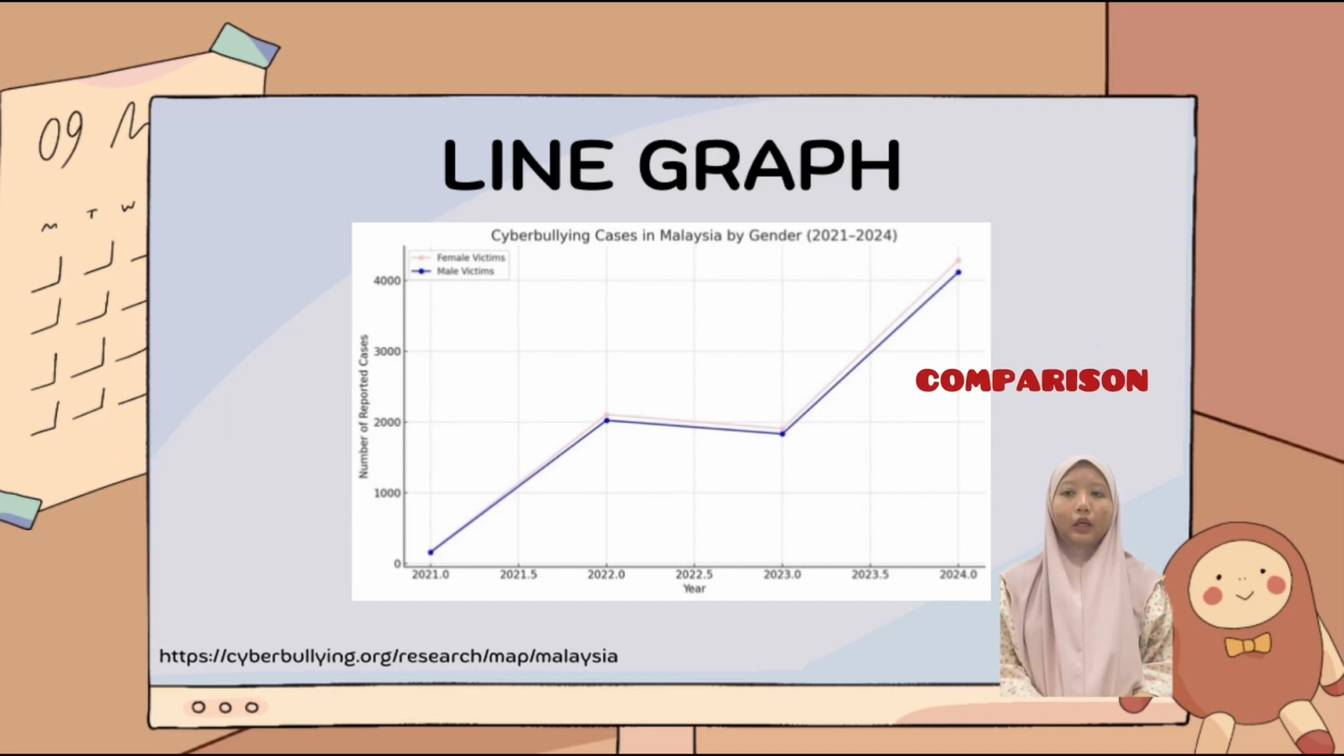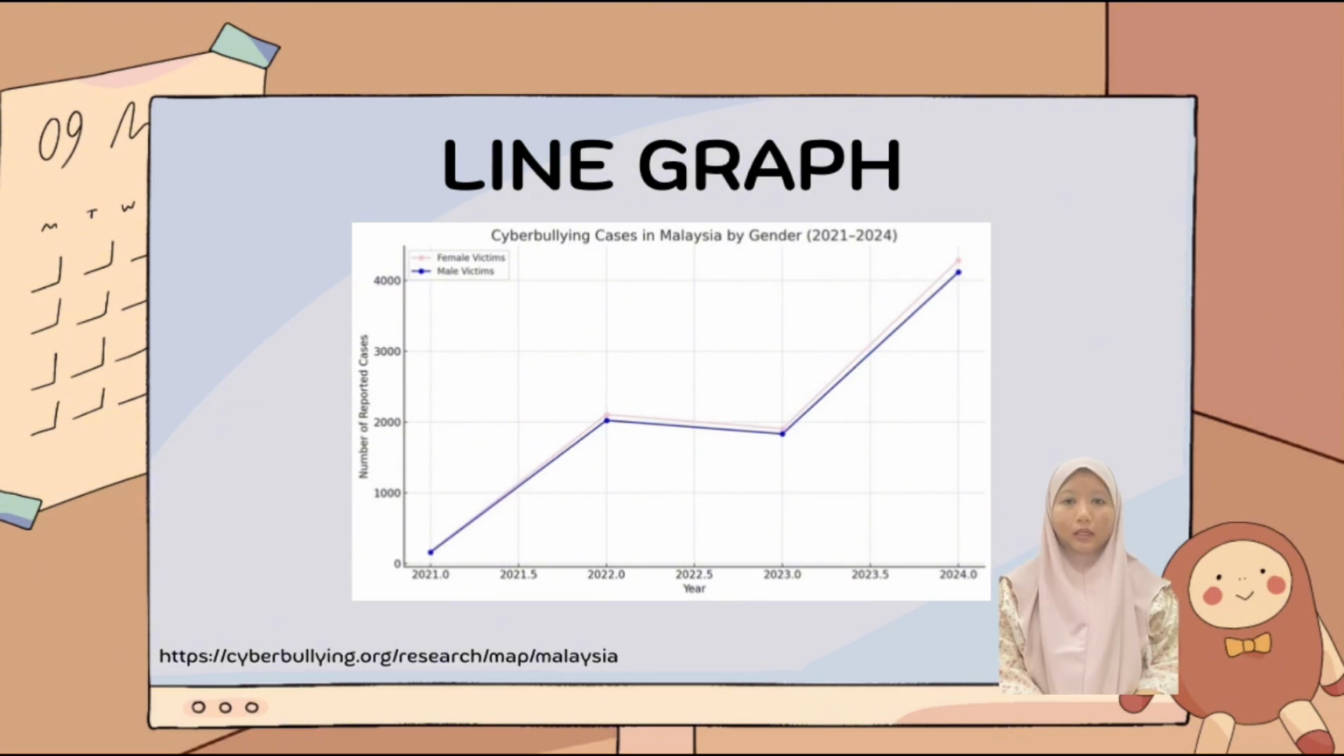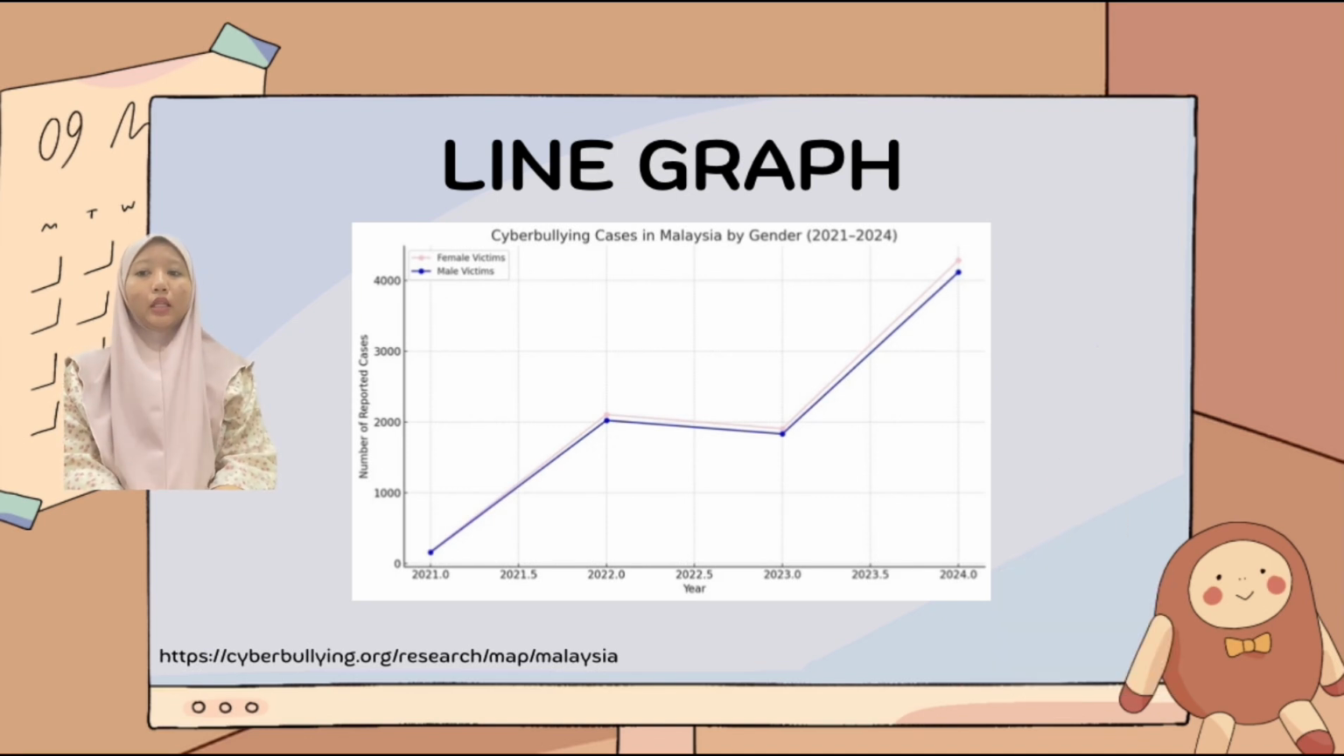The diagram shows that the number of reports received from females is higher than males. For the comparison, from 2021 to 2022, the amount of reports received from males is 2,000 cases, which is a little lower than females, at 2,100 cases. Meanwhile, from 2022 to 2023, a decrease happened for both genders, and the amount dropped to 1,950 for females and 1,900 for males.